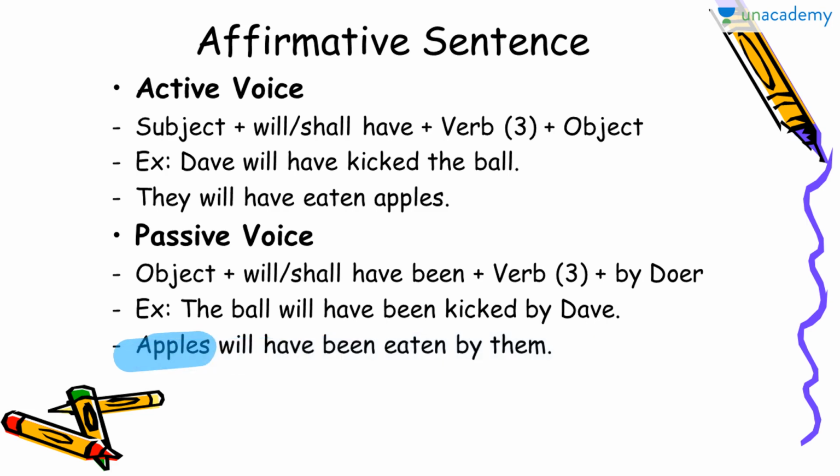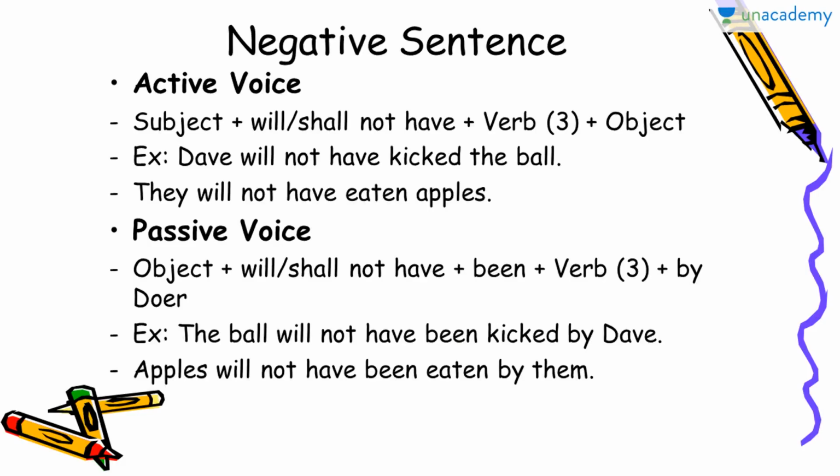So in apples, again we see it is the thing on which work is done. The work of eating is done on apples. It is clear over here in active. Hence, it comes at first place in the sentence when we make passive voice sentence. Then will, then have, then been, then verb third form eaten, and at last we see by whom? By them.